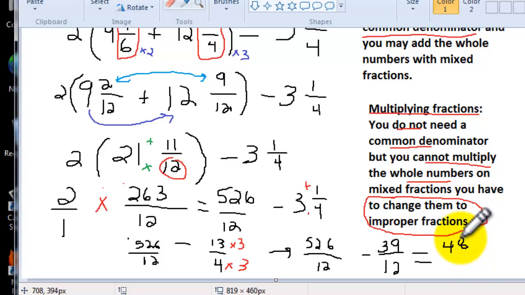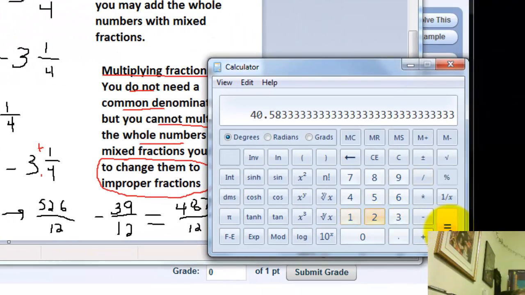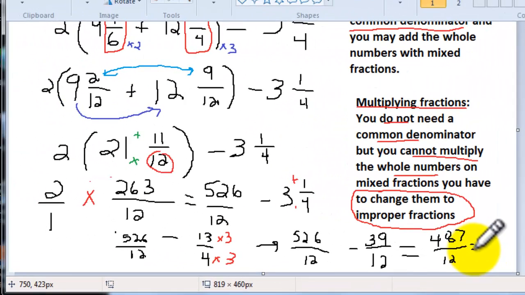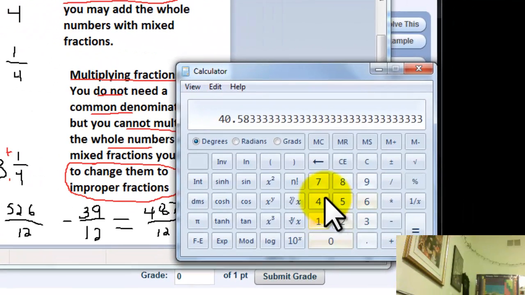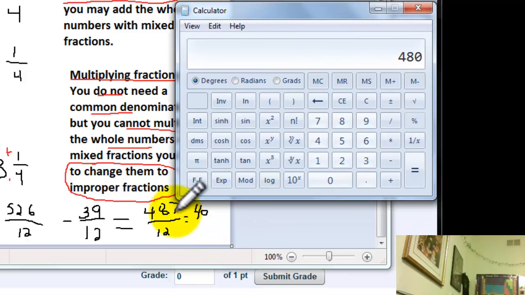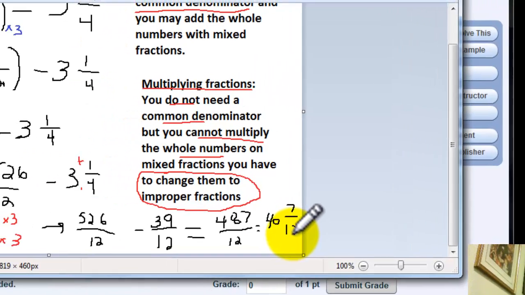which we would want to change back into a mixed fraction. So we divide 12 into 487. It's about 40 and a half, but we'll see what it is. It'll be 40, which means 40 times 12. This is a really weird way of doing it. 40 times 12 is 480. 487 minus 480 is 7. So 40 and 7/12 is the final answer.